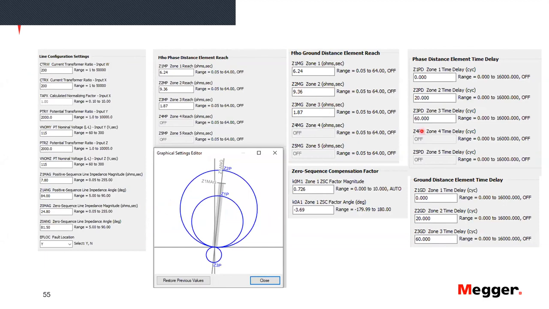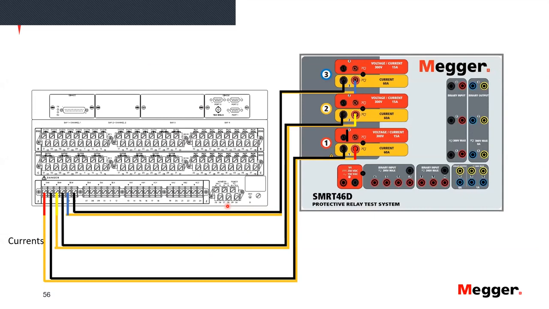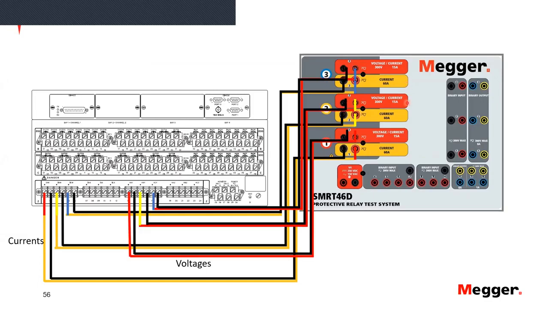I'm using the same, and here I have the time delays for those, and this is how the relay shows the settings editor that we have on the relay. As connections, I'm going to use this for the currents. I'm going to use 3 of the 6 voltage current channels that I have available on this unit, and I am going to use 3 voltage channels as well.